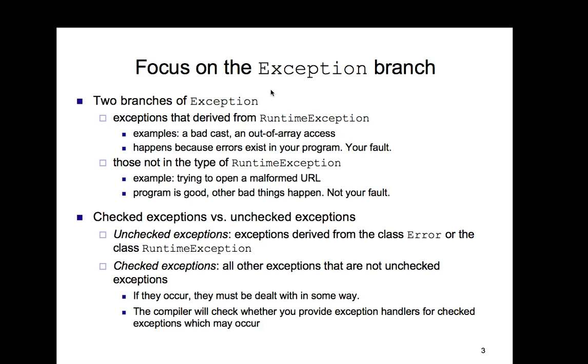is found. So an example here might be a bad cast, an out of array access, might happen because an error exists in your program, which might be your fault, like trying to close something before you've opened it. Well, actually, that'd be an I/O exception. It wouldn't be a runtime exception. But let's say writing past the bounds of an array that you have implemented. So the ones that are not of the type runtime exception would be trying to open a malformed URL. Maybe a URL that doesn't exist, and the program is good, but bad things might happen. It may not be your fault.